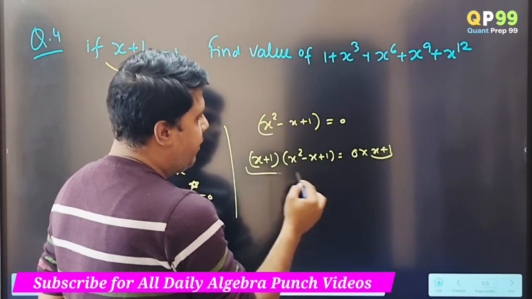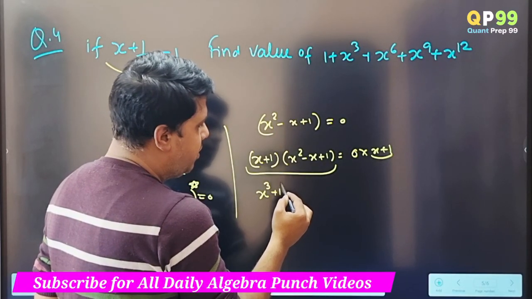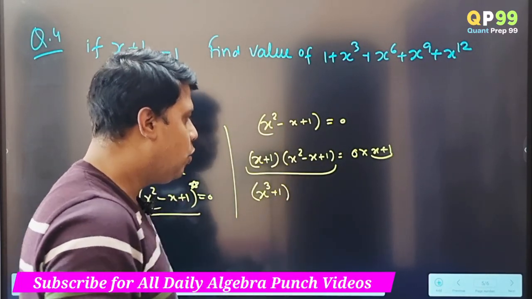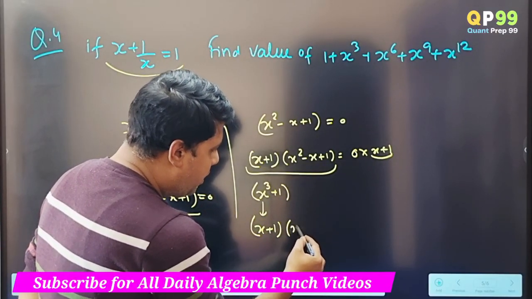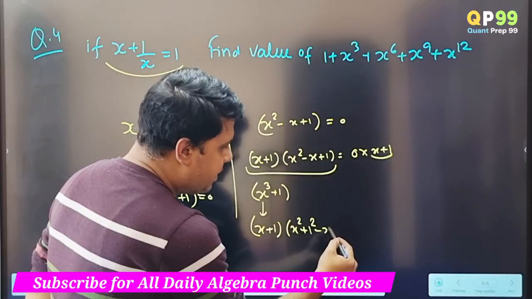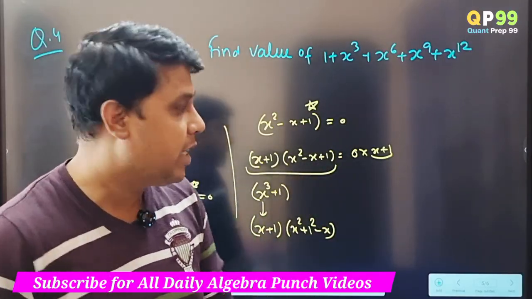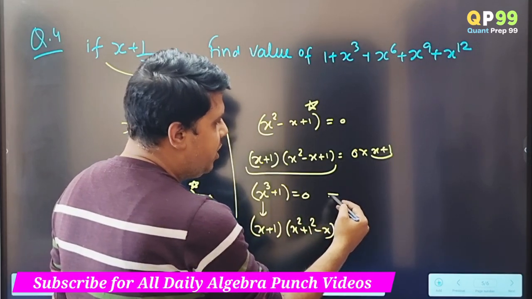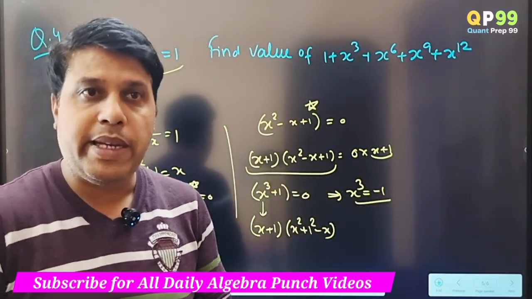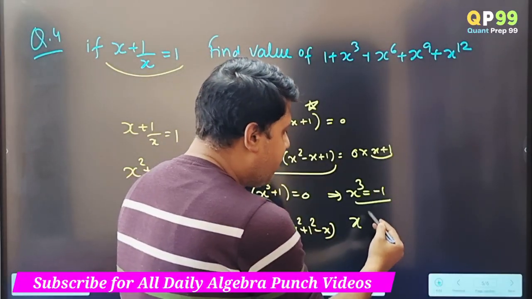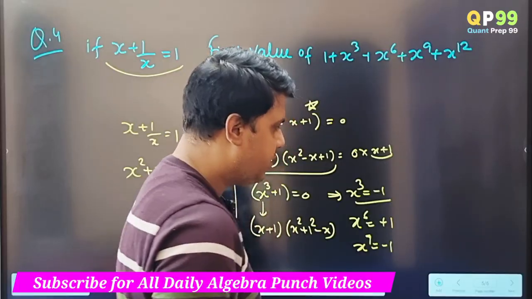So that on the left hand side this becomes x cube plus 1, a cube plus b cube. So a cube plus b cube is a plus b times a square plus b square minus ab. So this is a very important expression, and this equals 0, which implies x cube equals minus 1. If x cube equals minus 1, then x की power 6 should be equal to plus 1, x की power 9 minus 1 बनेगा.